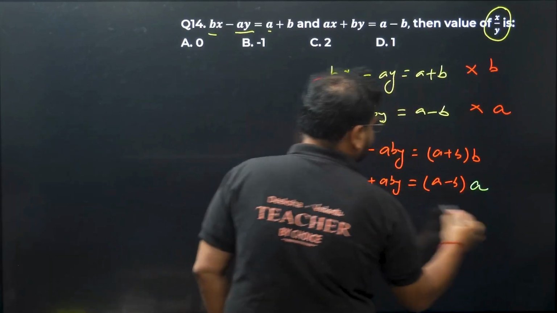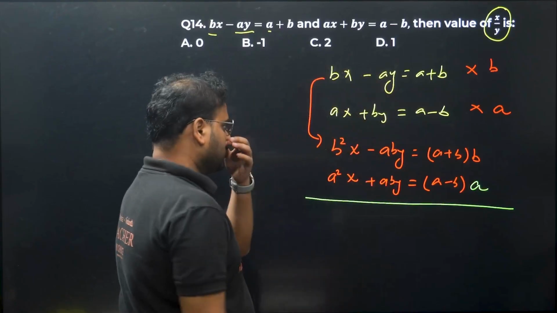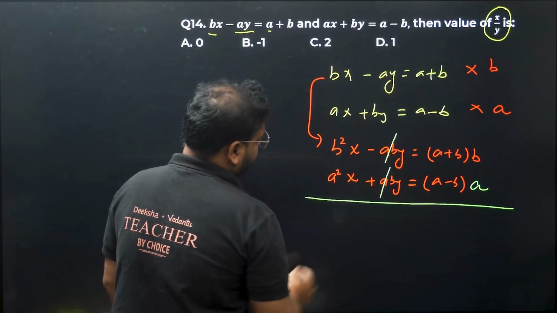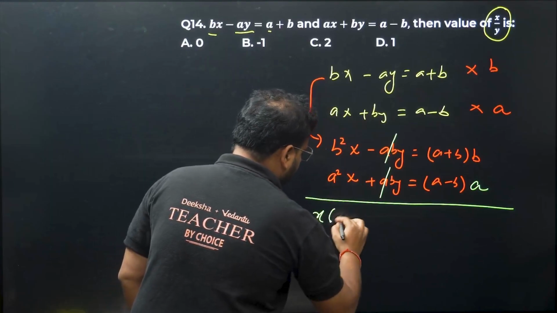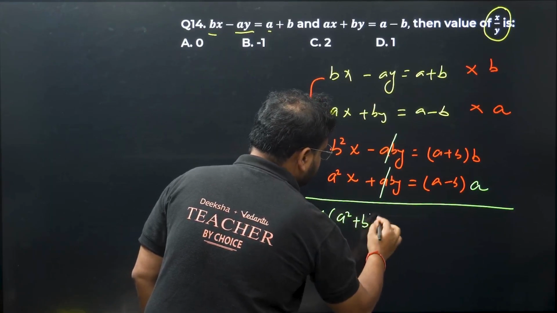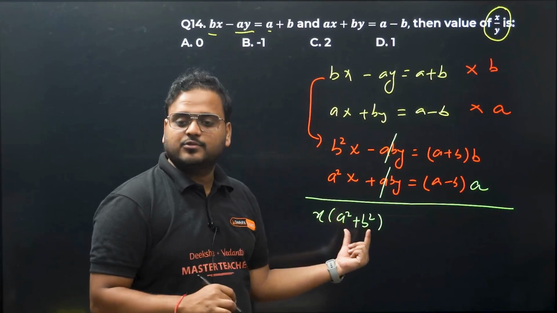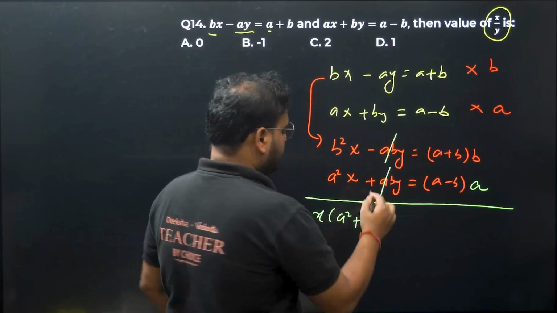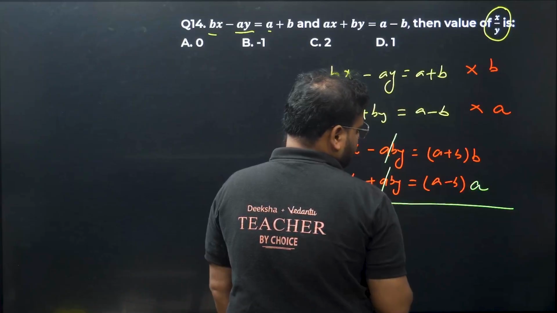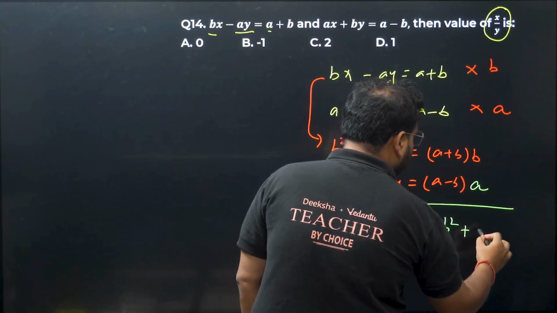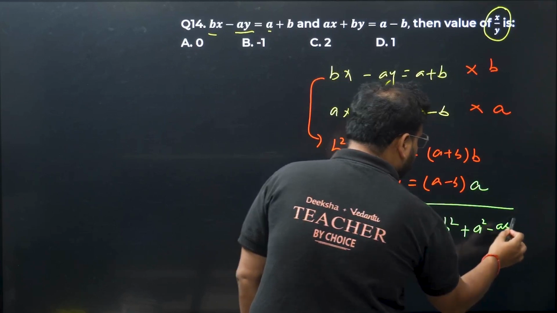Now you can add these two equations, okay? So you get this and this is cancelled. Over here what you have? You have x common. I get a square plus b square, correct? I've taken x common. A square plus b square over here. Check carefully. This becomes what? ab plus b square and plus a square minus ab.